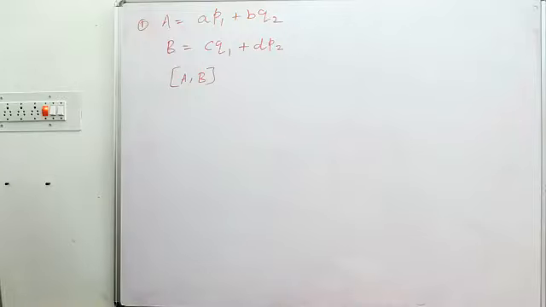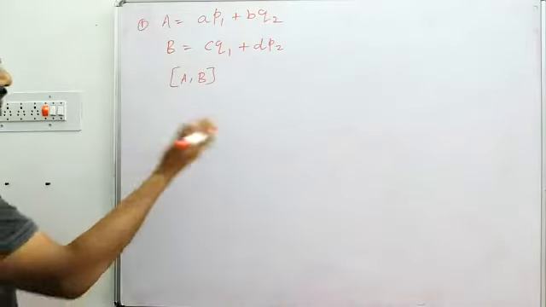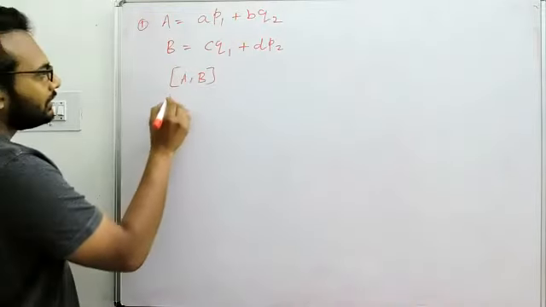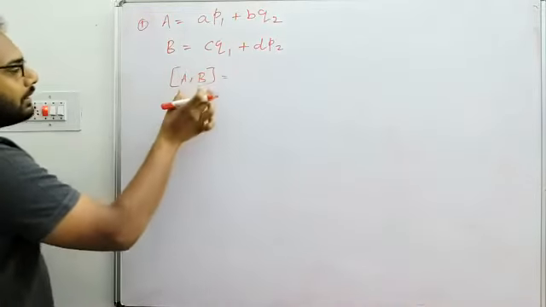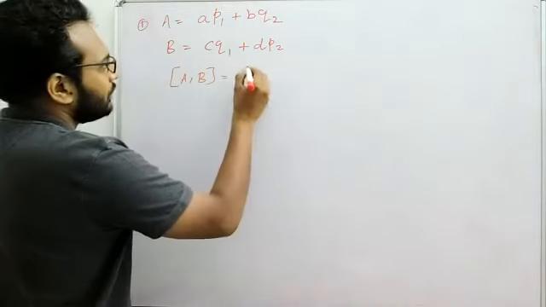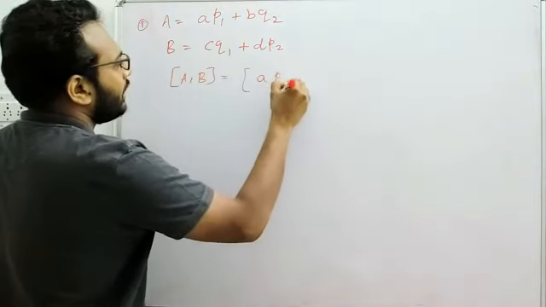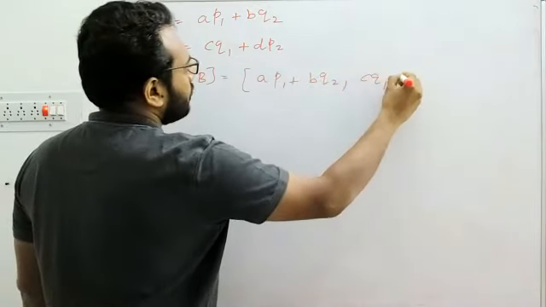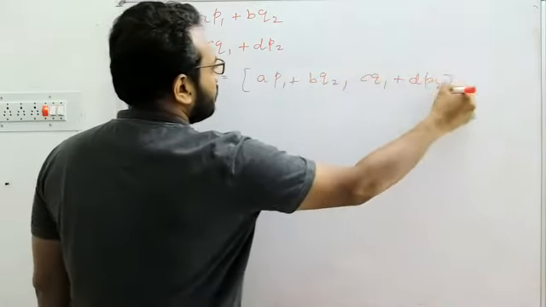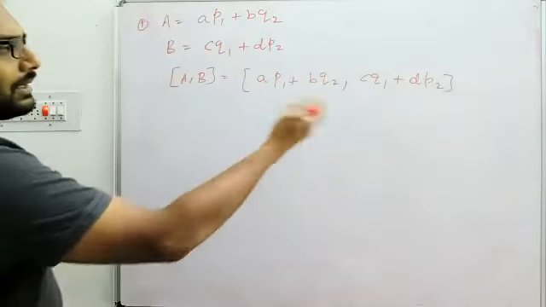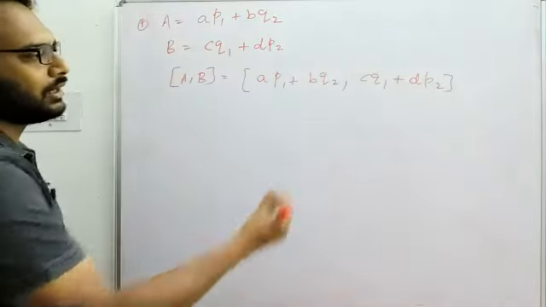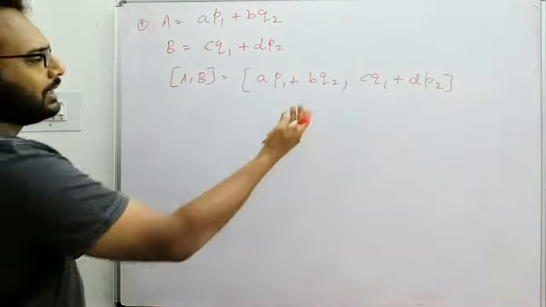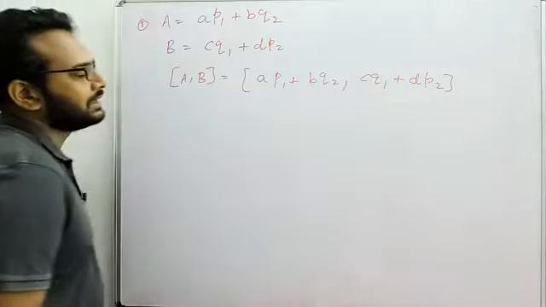Now we can easily solve this by using the properties of Poisson bracket that we discussed in one of the previous classes. So this is simply the Poisson bracket of A with B, which is equal to the bracket of AP1 plus BQ2, comma, CQ1 plus DP2. Now we can expand this using the distributive law, or we can just take the non-zero contributions. With some practice, you can identify the non-zero contributions.